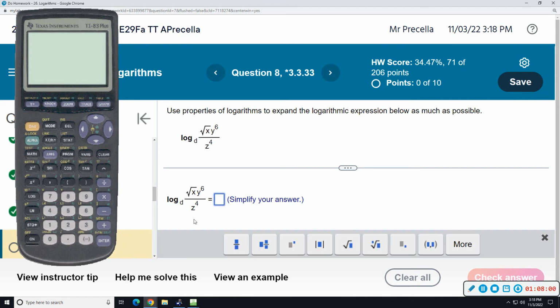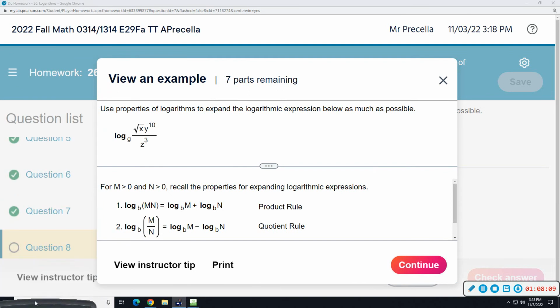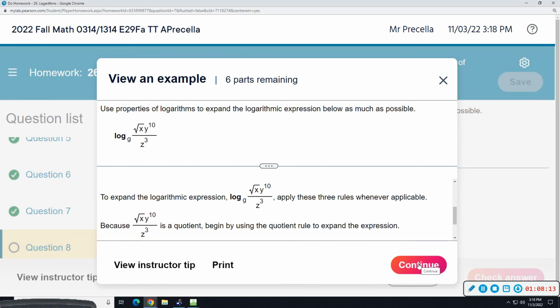Hey, you know what I want to do? Click view an example. If you're a view an example kind of person, you better get ready because there's going to be plenty of examples. Let's get started. 7 parts. Yay.